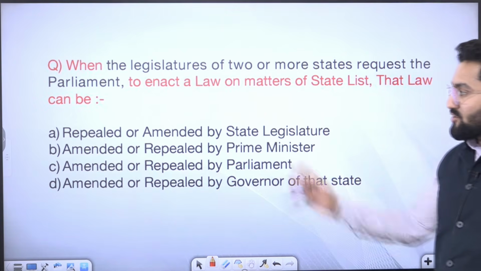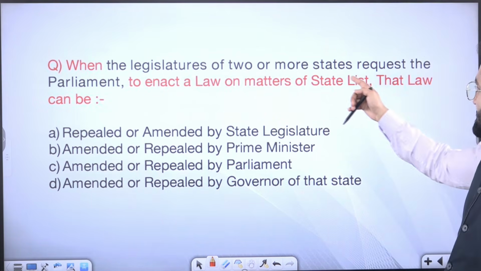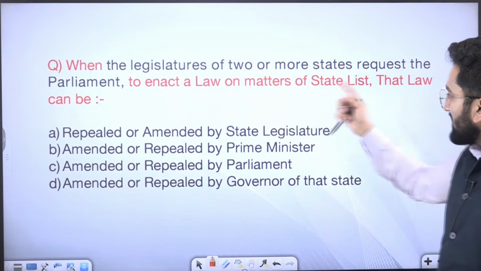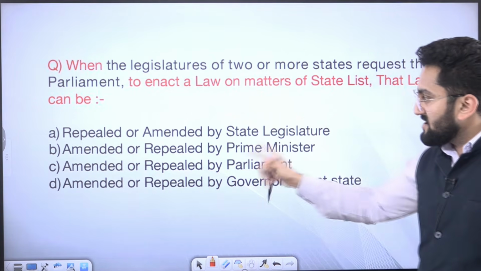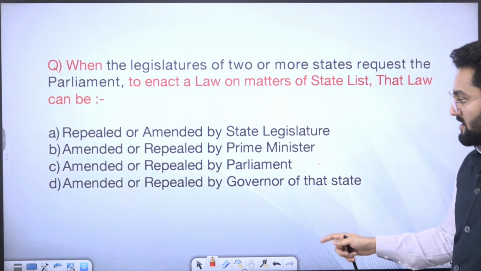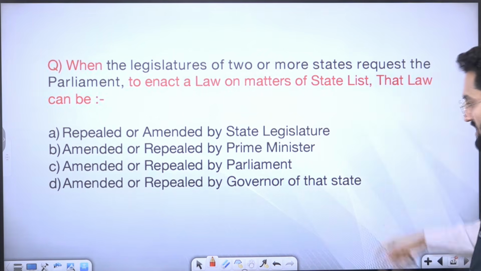Okay. Now just attempt this question. When the legislature of 2 or more states requests the Parliament to enact a law on matters of state list, that law is: repealed or amended by state legislature, amended or repealed by Prime Minister, amended or repealed by Parliament, or amended or repealed by Governor of that state.